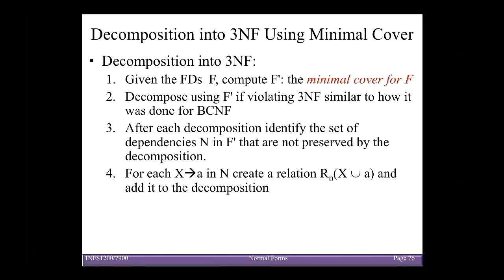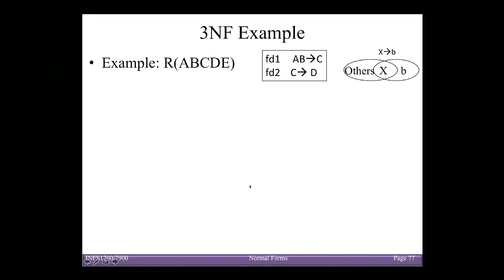Here are the steps you need to take to put things in 3NF. Given the FDs F, you first compute F prime, which is your minimal cover. Then you decompose using F prime, anything violating 3NF. After each decomposition, which is new and you didn't have it in BCNF, you identify the set of dependencies in F prime that are not being preserved. For each X determining A that is not preserved, you add it back as a relation. Let's go through a 3NF example together.